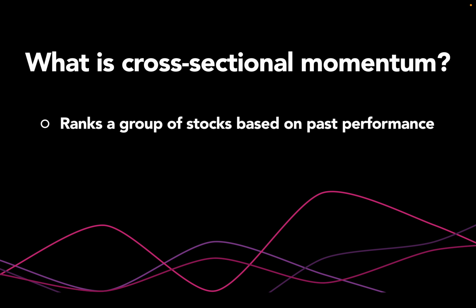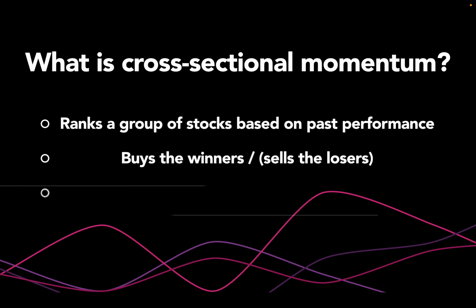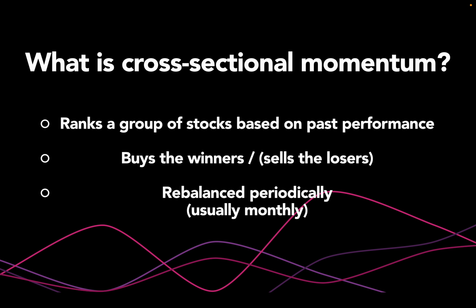You rank a group of stocks based on their past performance. Then you buy the winners, or you sell the losers, or you even do both. In this video I'm focusing on buying the winners. And then you rebalance, usually monthly.